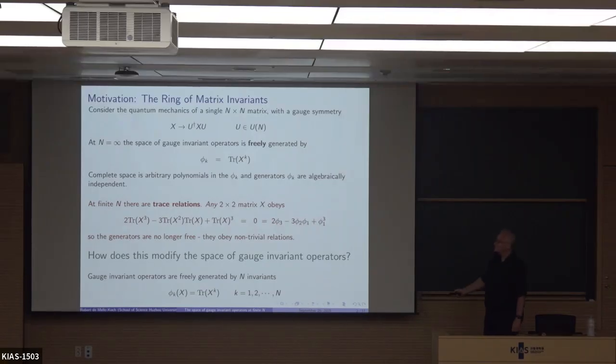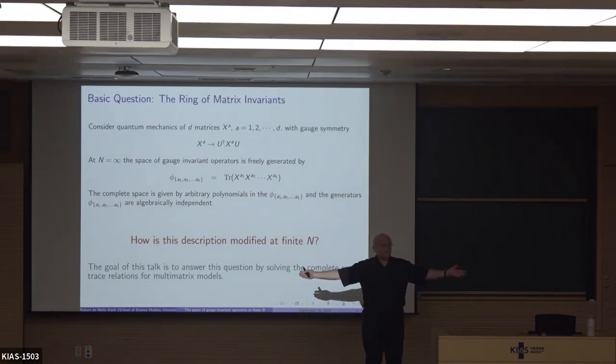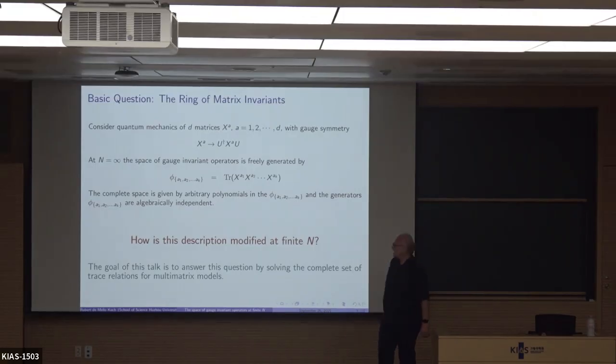What's going to be more interesting for us is that we want to generalize this to a matrix model of D matrices. So there's going to be X_A, A goes from 1 to D. At n equal to infinity, again, take the space of all single trace operators. They're free. There's no equations relating these invariants. And they generate the complete space of gauge invariant operators. In this case, too, we'll have trace relations. And the question that I want to focus on today is, how do the trace relations modify the description of the space of gauge invariant operators at finite n?